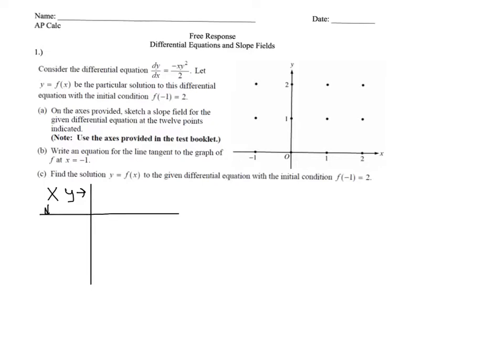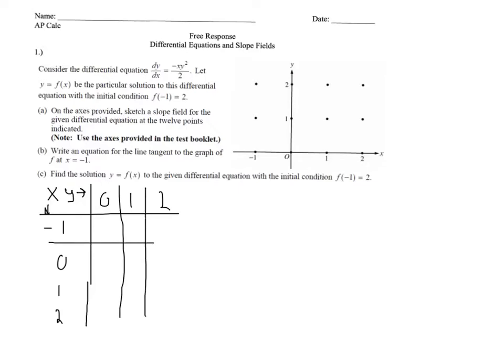The x values that we're looking at are -1, 0, 1, and 2. And the y values that we're looking at are 0, 1, and 2. So for each of these ordered pairs, we're looking at what the slope is of the function at those points. To do that, we're going to plug in our x value here for x and our y values here for y.